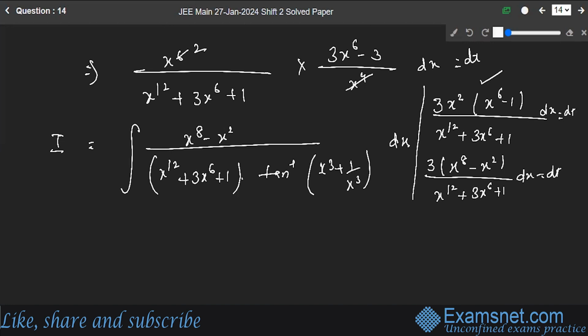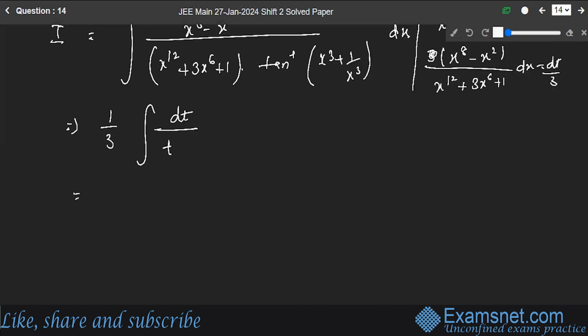Now it is very clear. See, this is your dt if I'm taking 1 by 3 outside. Or you can say this is equal to dt upon 3. All right. I'm taking this as outside. This will be dt upon t. That's it. And now it is so easy. Everything which was looking so difficult, now it's super duper easy. 1 by 3 natural log t plus the constant c.